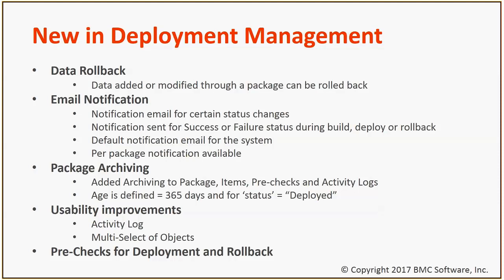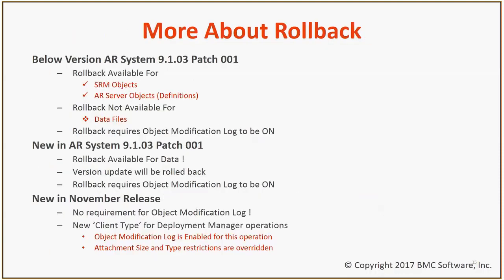We'll talk a little more about pre-checks for deployment and rollback, and this is a feature meant to introduce some verification before you deploy or roll back a package. Let's talk a little bit more about rollback. Before version 9103 patch 1, rollback was available only for AR server objects and SRM objects, but there was no rollback available for data files. As well as rollback required object modification log to be on your system.